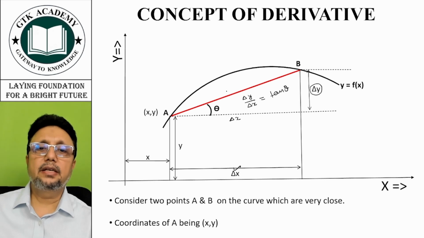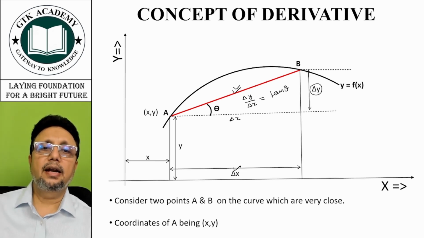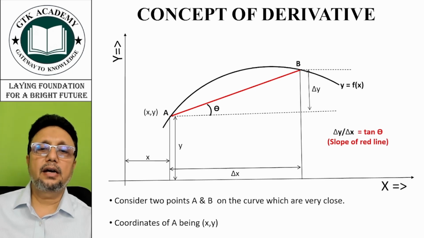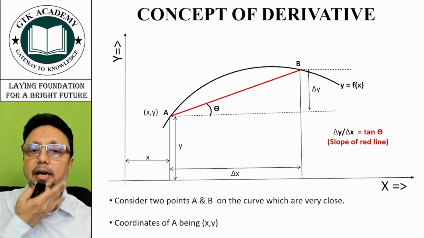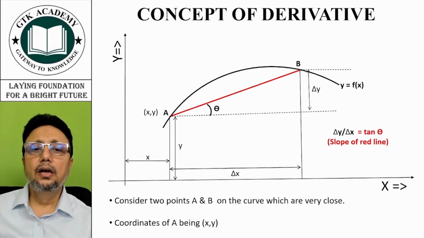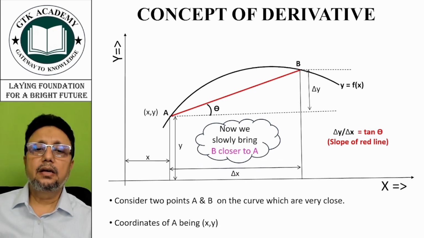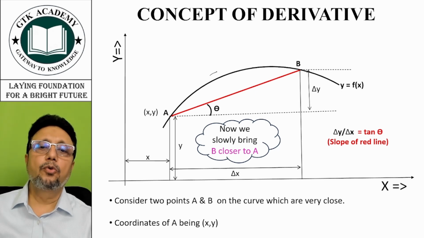And what is tan theta? That is the slope of this red line. So tan theta is the slope of the red line, which is delta y upon delta x. Now what we do, we bring B slowly closer to A. Means we move B on the curve and we bring it close to A.